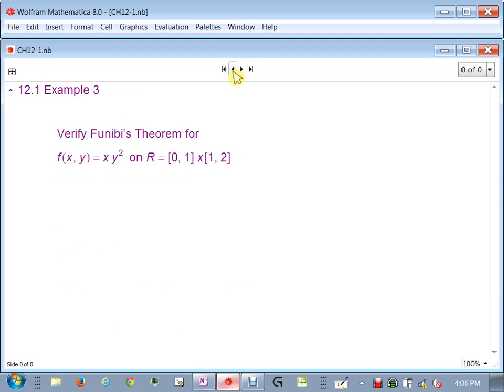I'm going to skip that. That just says verify the theorem. So you're supposed to set that double integral up both ways and show you get the same answer. So just verifying that the order doesn't matter.